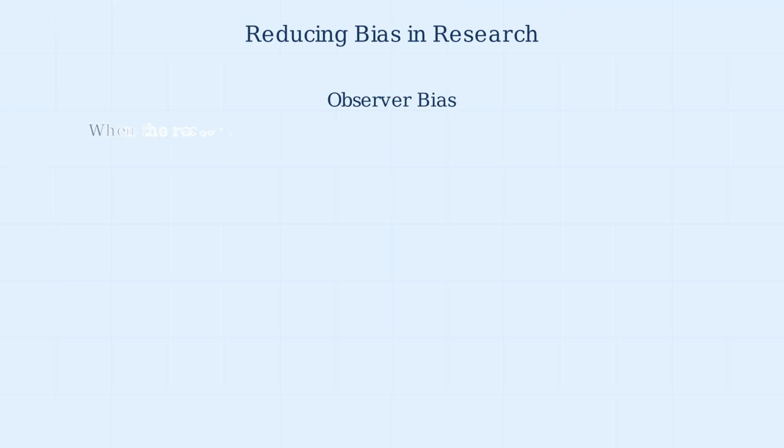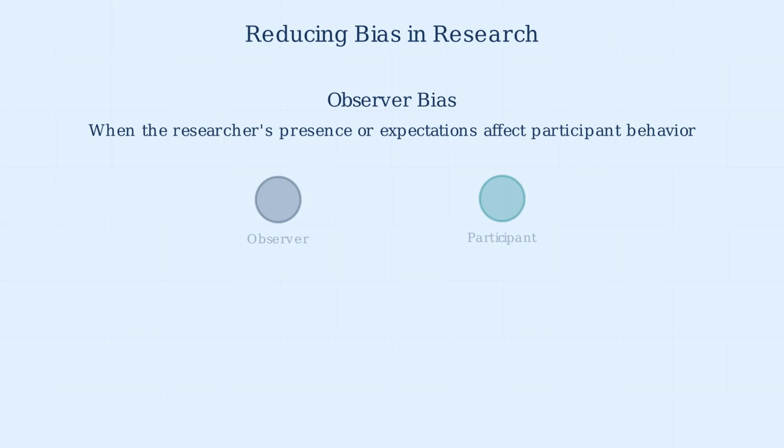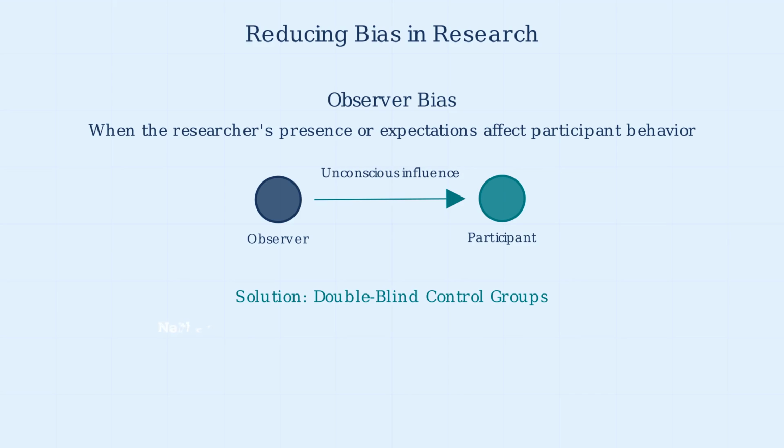Observer bias occurs when the researcher's presence or expectations unconsciously influence participant behavior or how data is recorded. Participants may try to please researchers by giving expected responses. Control groups help reduce observer bias through double-blind studies. When neither participants nor researchers know who's in which group, the influence of expectations is minimized.